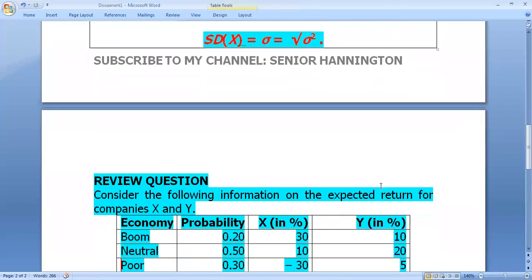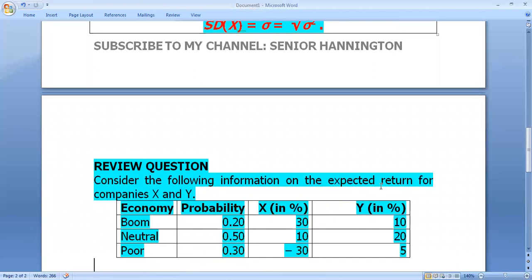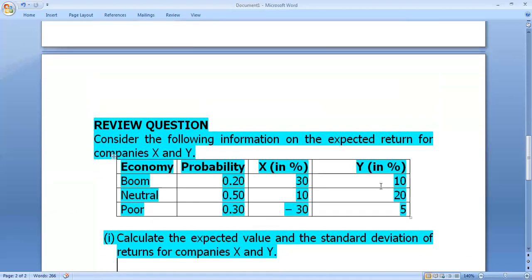Review question. Consider the following information on the expected return for companies X and Y. We have economy: boom, neutral, poor. We have the probabilities. We have the returns of company X as well as the returns of company Y, but these are expressed in percentages. What are the requirements of the question? Calculate the expected value and the standard deviation of returns for companies X and Y.